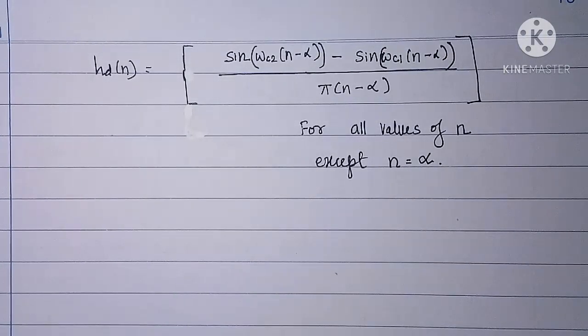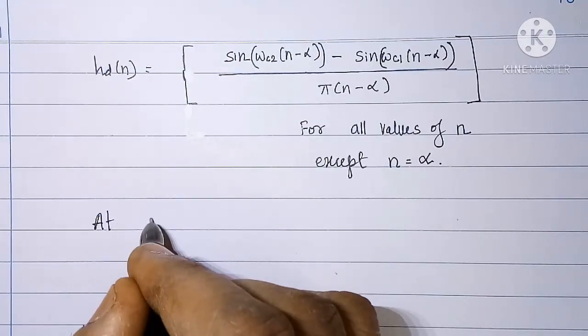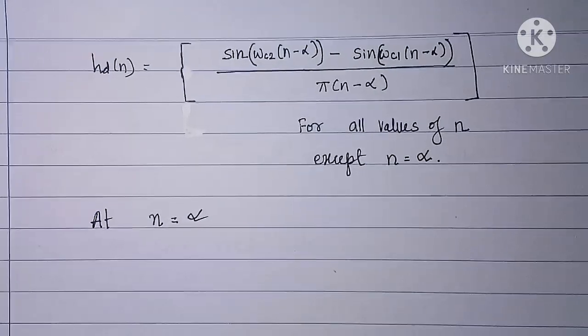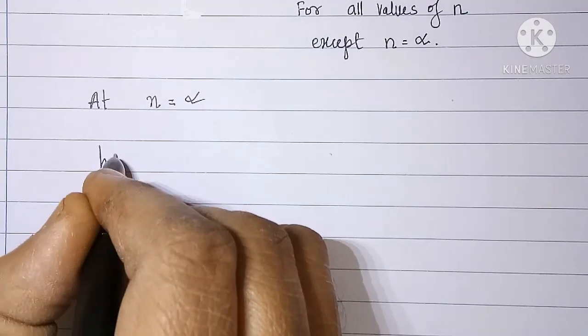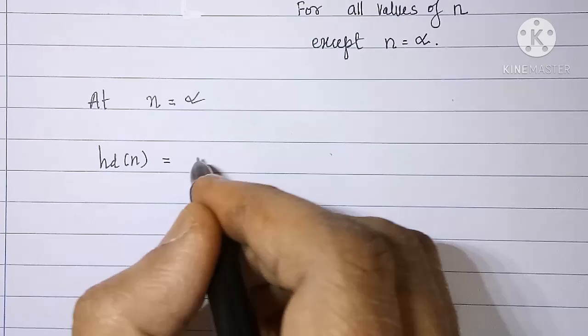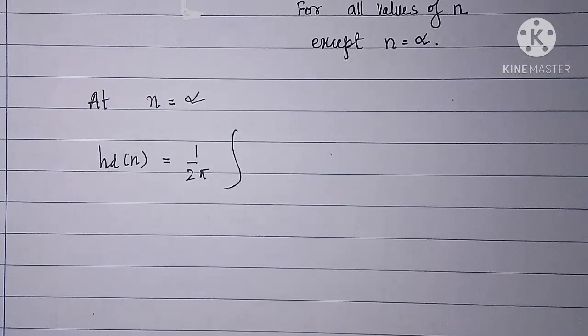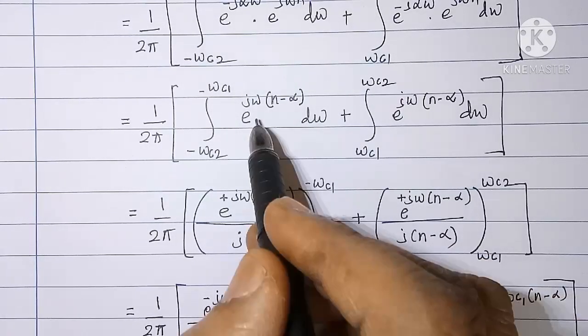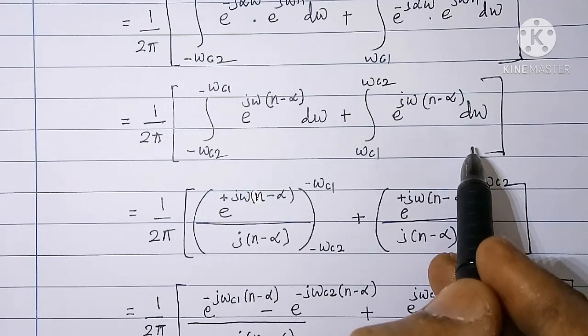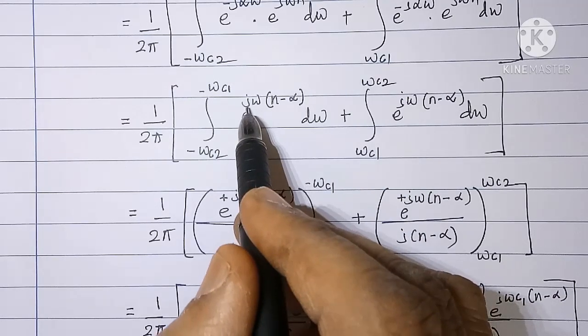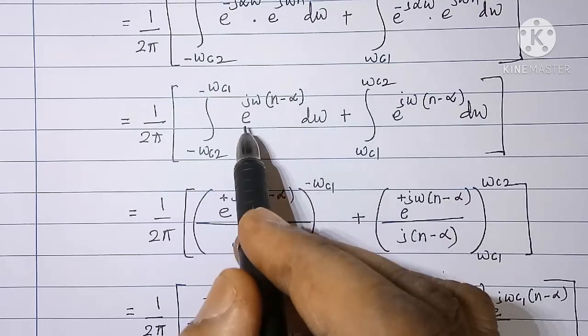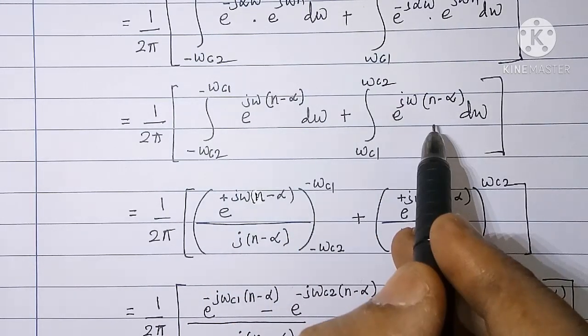To find the value of hd of alpha, or hd of n at n equal to alpha, we have to go to the initial step. At n equal to alpha, hd of n is equal to 1 by 2 pi. Now see here, in this expression for hd of n, if I make n equal to alpha, then the power of e will become 0 and e raised to 0 will be equal to 1. So we will have here d omega. Similarly here also.